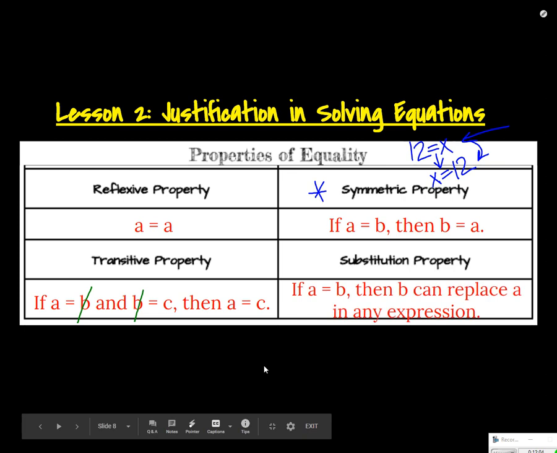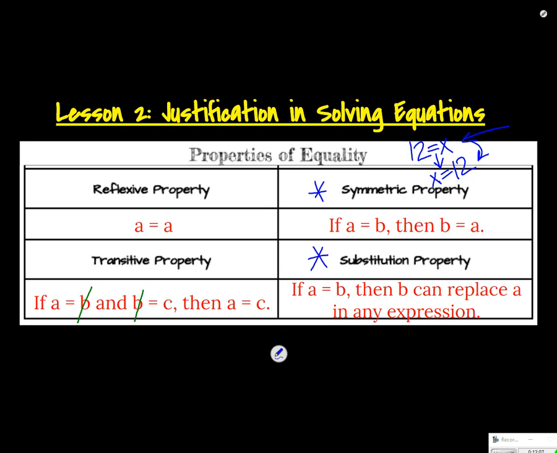Substitution property, you may use a little bit. We're probably going to use the symmetric property a little bit more. But if A and B are the same, then anywhere there's a B, I can replace it with an A, or vice versa. Substitution means I can physically remove one of those values and replace it with a different letter, or in some cases a number. Sometimes I'm plugging in a value: oh, I don't need that, I need this to get rid of that.